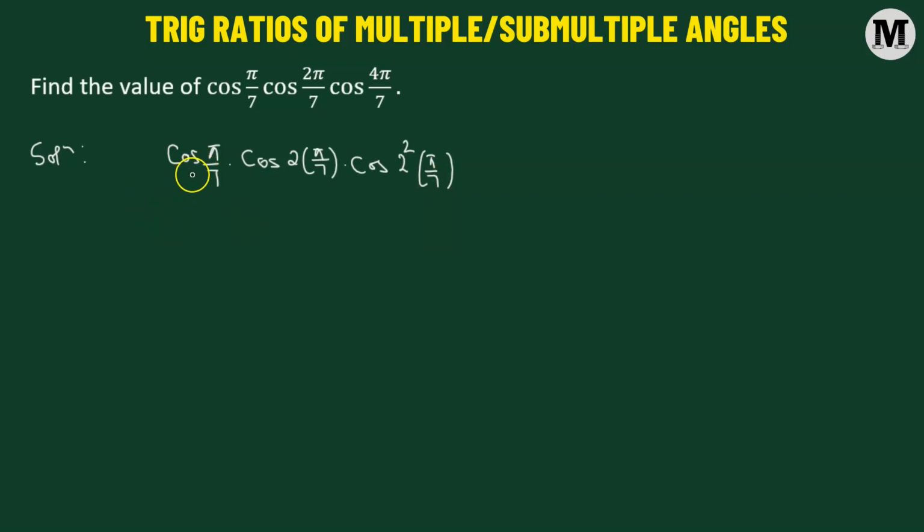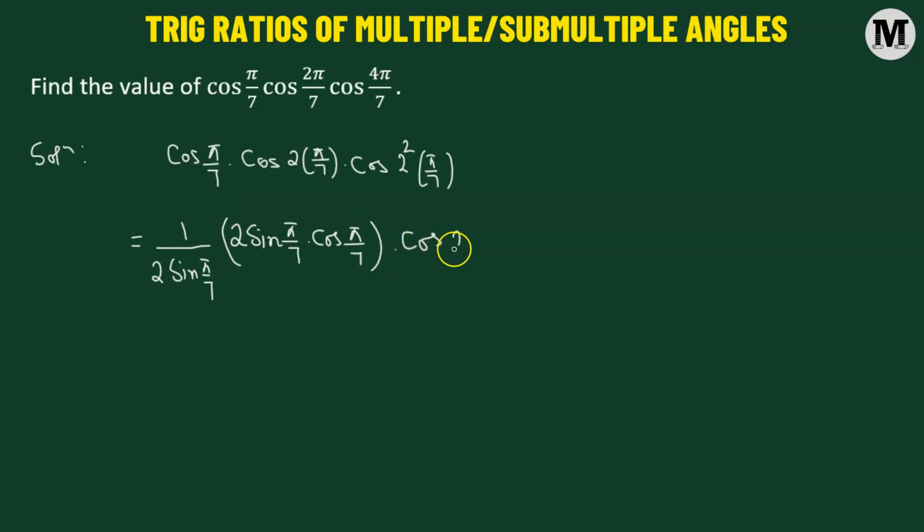What we will do, we'll consider the first term, that's cosine pi over 7. To it, we are going to multiply 2 sine pi over 7. Now, this is an extra term that we are multiplying, so we'll have to take care of it by dividing it by 2 times sine pi over 7. Now, this is done so that we get 2 times sine pi over 7 multiplied to cosine pi over 7. And this immediately becomes a formula. We'll come back to that in a moment.